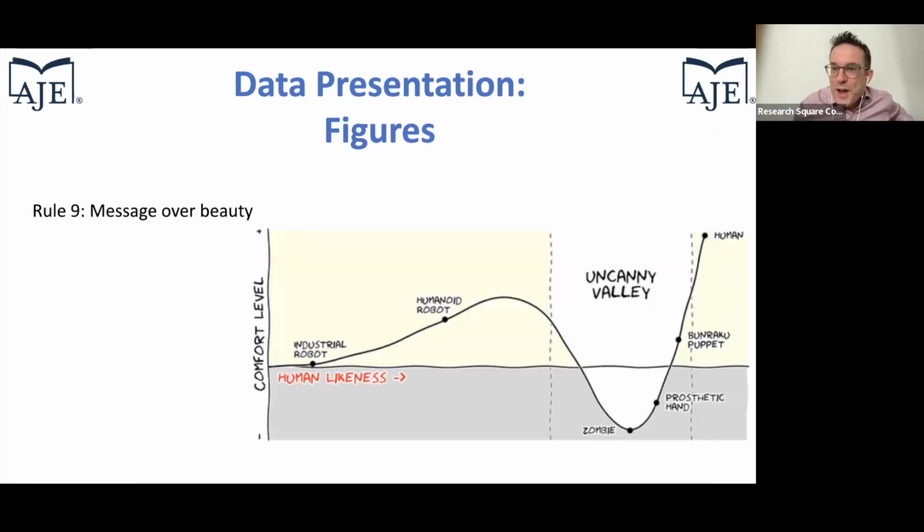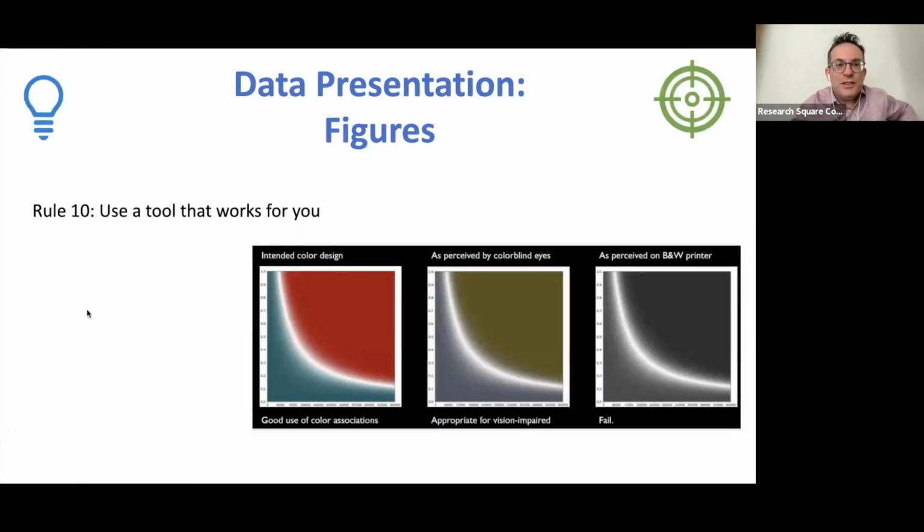Rule number 9, my favorite. I'm not a designer. I'm not very good at drawing. I'm not very good at making beautiful looking figures, but I am good at getting my message across. So your message is more important than having a beautiful, fantastic, amazing looking figure in many cases. Of course, that's because your message is what you're selling to your journal. That's what's going to help you to get your paper published. That's what's going to help you to get your article through the peer review process. So rule number 9, message over beauty.